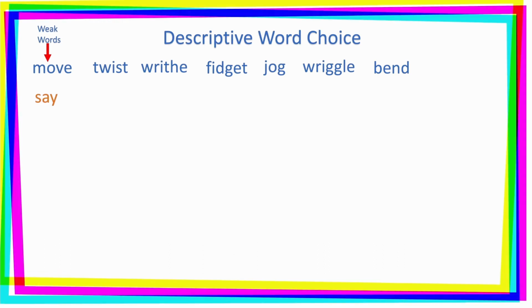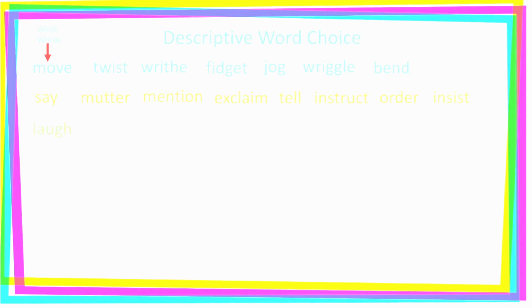Say, that's a weak word. We could use the word mutter when you don't say something clearly. You can mention something just briefly when you mention it. You can exclaim with excitement. You can instruct, teach something. Or you can give orders. You can insist. It says a lot more than just say.